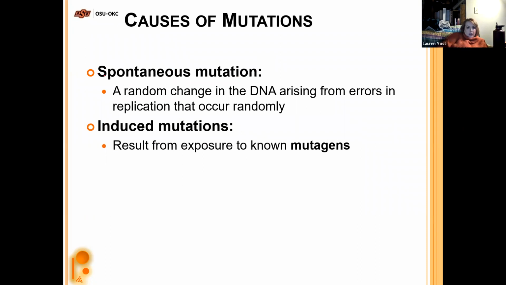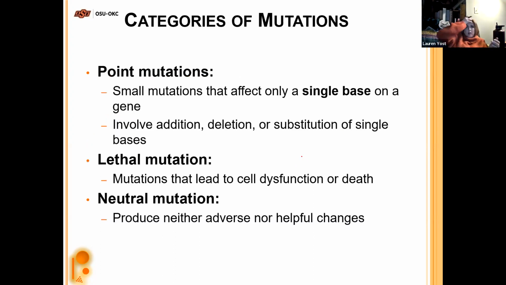This could be spontaneous, it could happen randomly, just from normal errors, or we could have induced mutations that could be caused by something from outside affecting it. Those are called mutagens. Mutagens cause mutations, they induce mutations. Chemicals can do that. We have nicotine and stuff like that. Or we could have ultraviolet radiation, that's a mutagen.